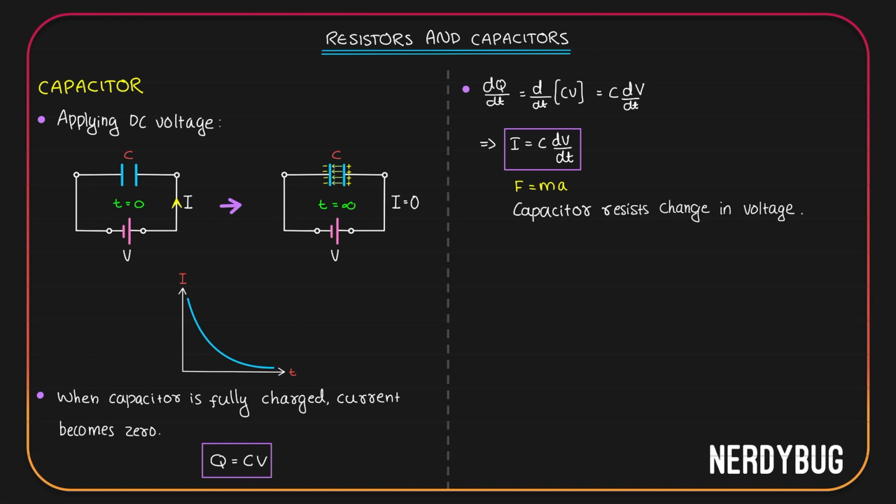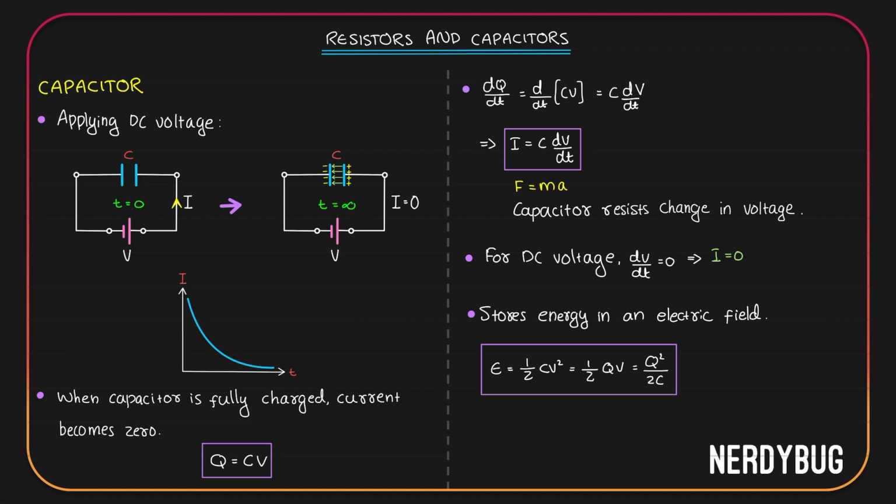Now, in this case, we have applied a DC voltage across our capacitor. So dV by dt here is 0. That means I is 0, which makes sense because we already saw that the capacitor just gets charged and the current becomes 0. Now, between the plates of the capacitor, an electric field is developed. So we can say the capacitor stores energy in the electric field. Energy stored in the capacitor is given by the expressions half CV square, or half QV, or Q square divided by 2C.